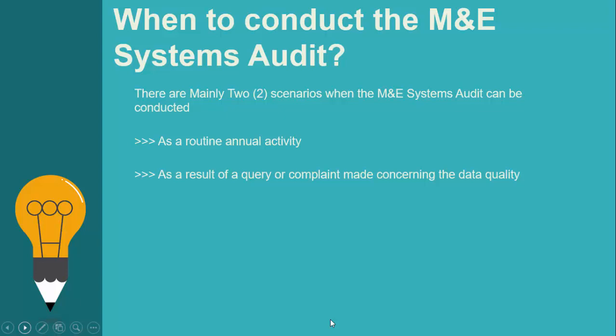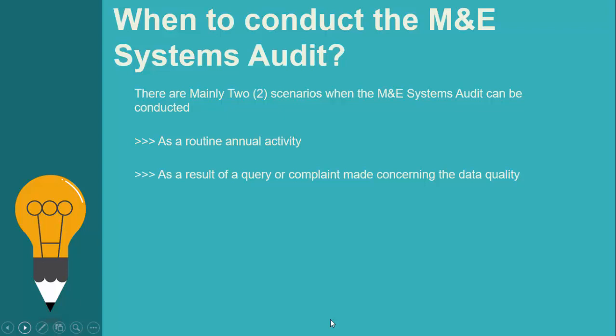It's the same thing with the M&E Systems Audit. It must be undertaken at least once a year, all right, because you are dealing with a lot of routine data, routine processes, routine decision making. So you need to be doing it at least once a year. If you are able to do it even twice a year, that's fine. I prefer that this is done on a regular basis because it will help you keep everything intact.